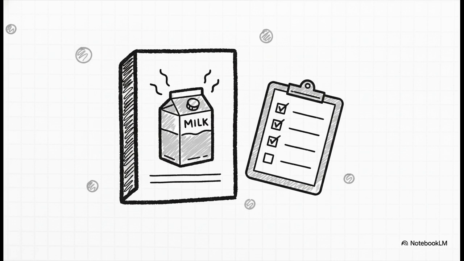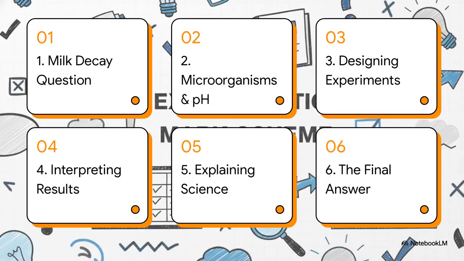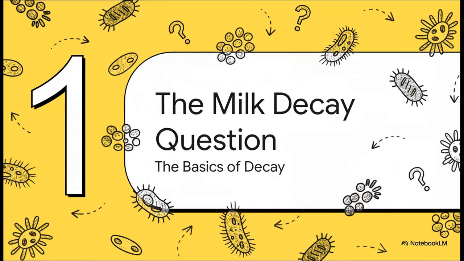We've got question 01 from a real GCSE biology paper, and it's all about milk decay. And the best part? We're going to use the official mark scheme as our guide. This means you'll see the exact phrases and keywords that get you full credit. You ready for this? Okay, so here's the plan. We'll kick off with the milk decay question itself, talk about microorganisms and pH, then move on to designing the experiment. After that, it's all about interpreting the results, explaining the science behind it, and then nailing that final answer. Let's go.